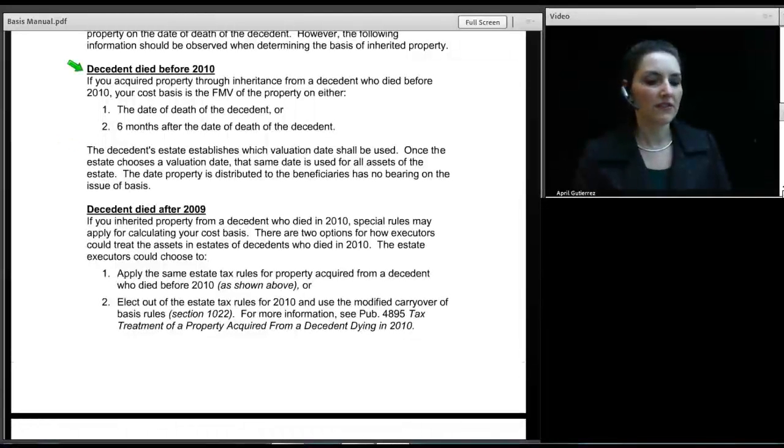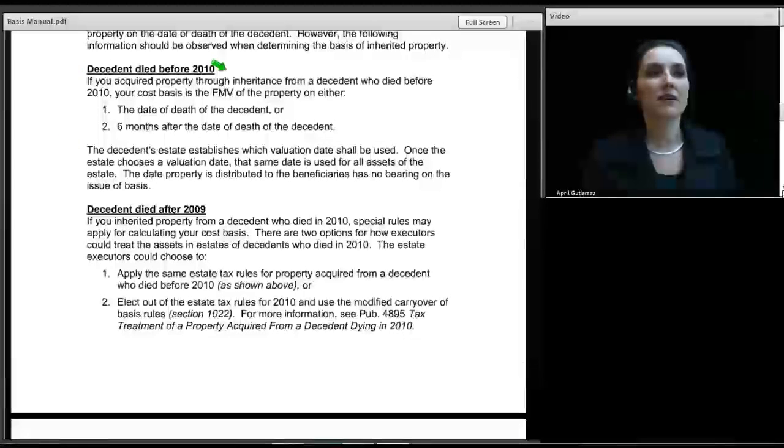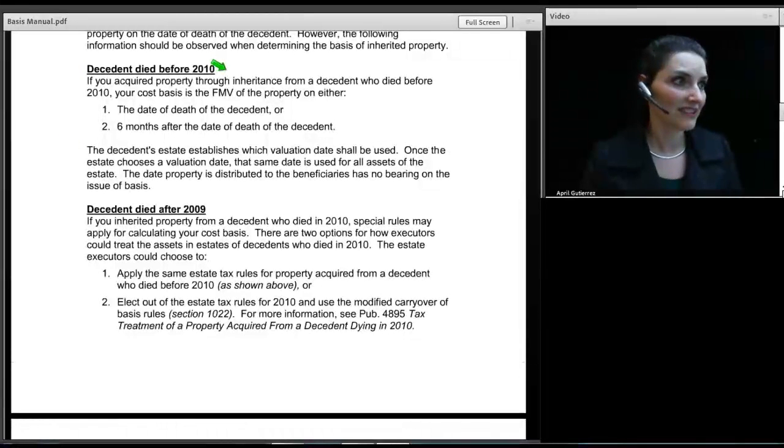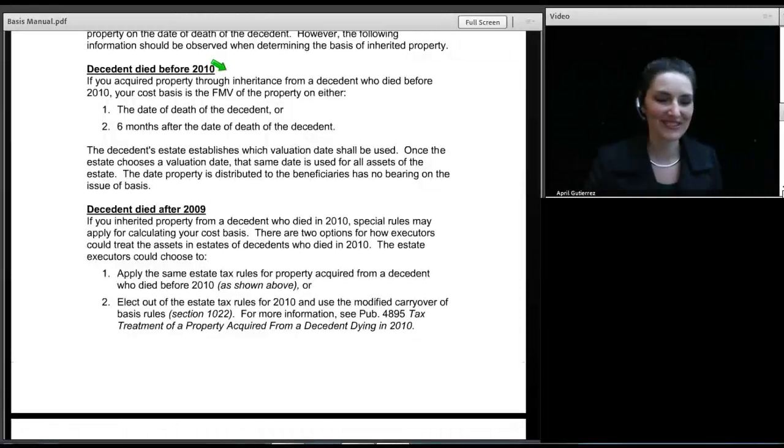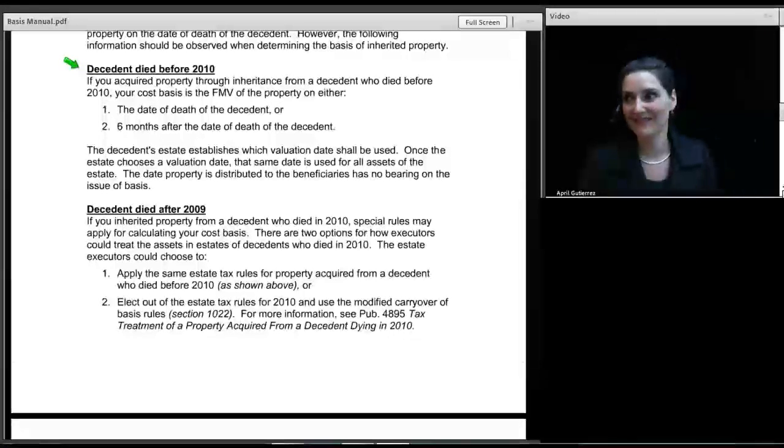Now, I've got a note here that this is a decedent who died before 2010. It should actually be also any decedent who died after 2010. Just realized I hadn't updated it to include that. So decedent died before 2010 or after 2010, but not during 2010.